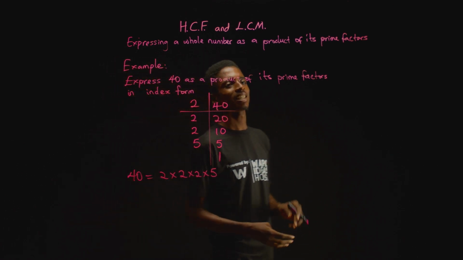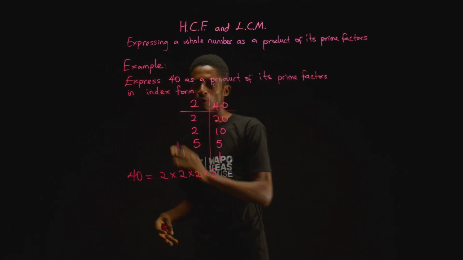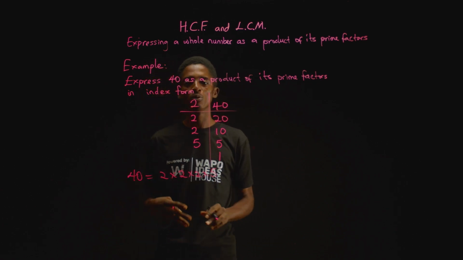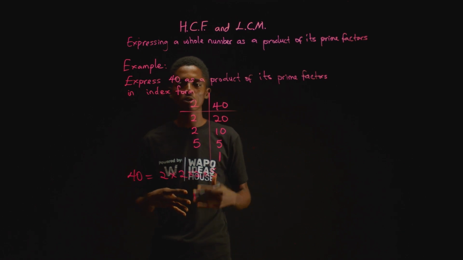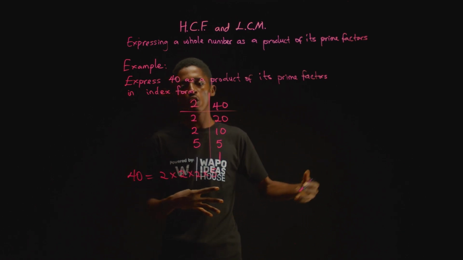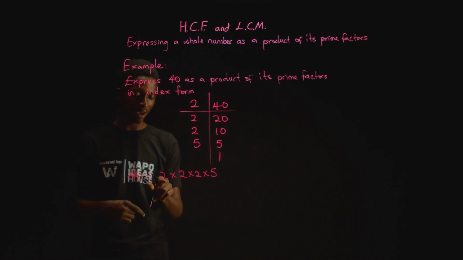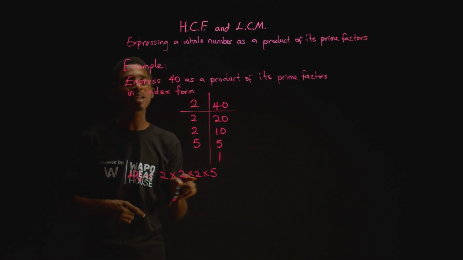Now, since the task is to express it in index form, you look out for those prime numbers that are in this multiple that come in multiple forms. That is, you have 2, 3, 4, and so on of it in the same product. Now, if you look at this, we have 2 multiplied by 2 in 3 places.